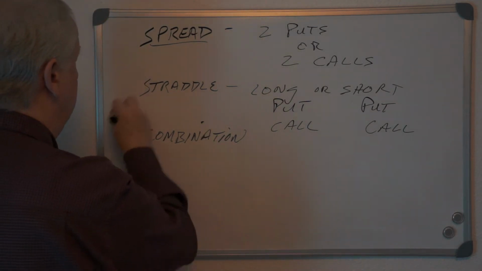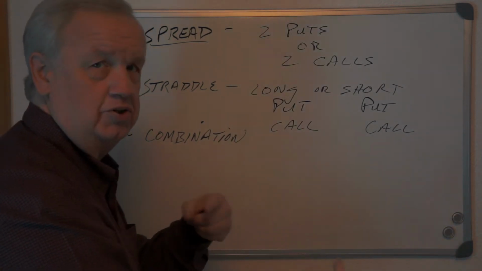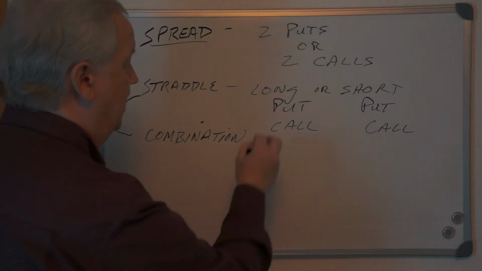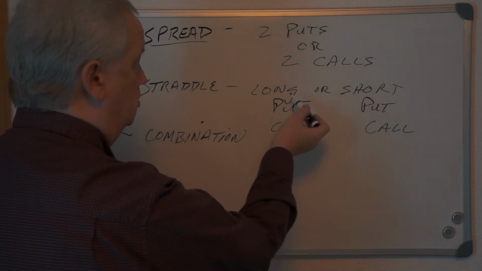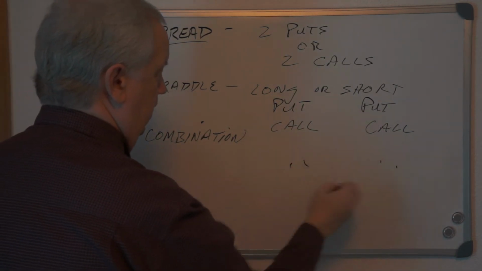Combination is very close to a straddle, very close. The only difference is some of the numbers are different. Some of the dates are different. That's it. You still have the long and the short on a put and a call for the combination.